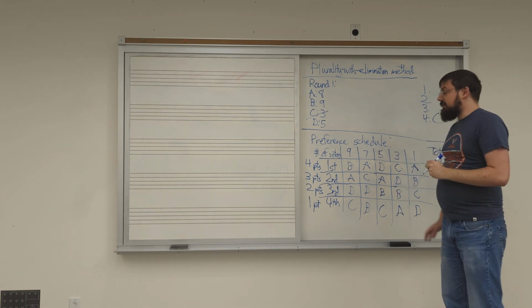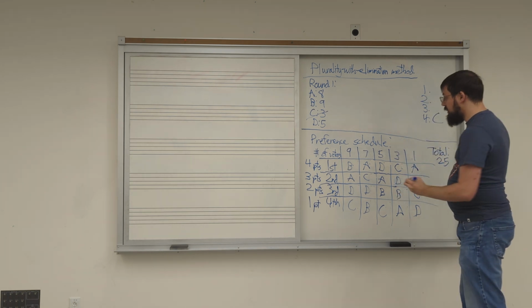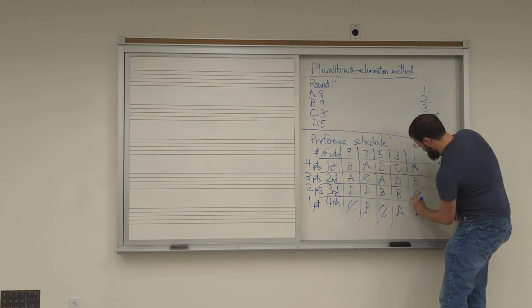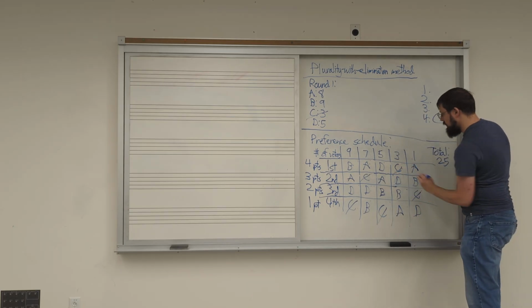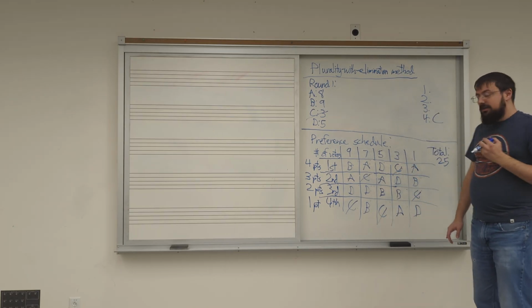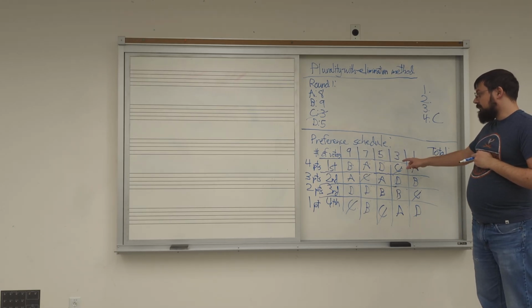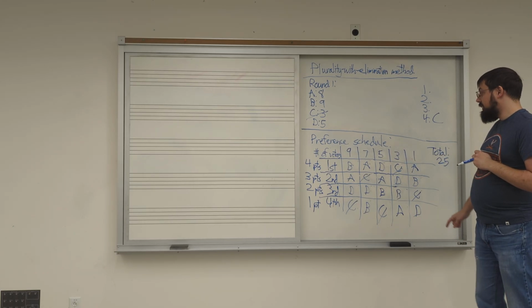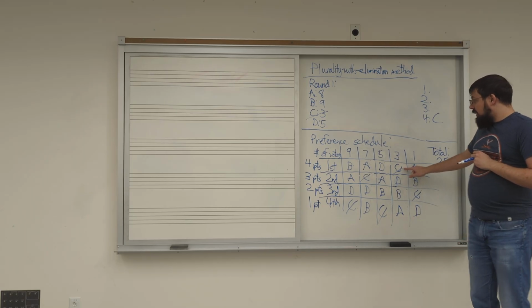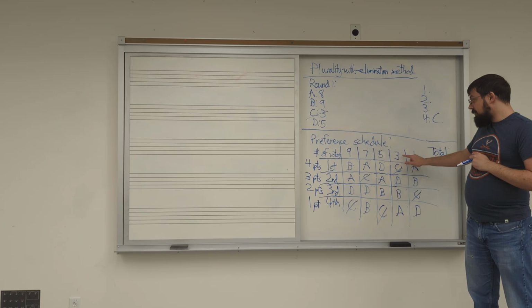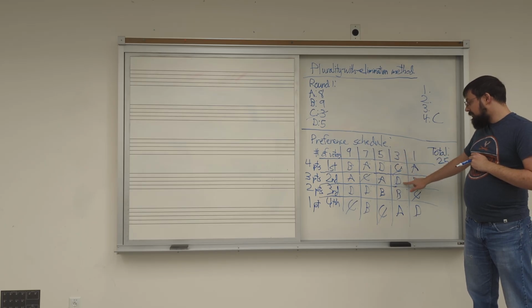Now, since we just eliminated C, we are going to cross C off of our preference schedule. And what we're going to do next is any of our first place votes for C are now going to be transferred to the next eligible candidate. So in this case, this column is the only one where C was ranked first, so those 3 votes are going to be transferred down to the next candidate, which is D.